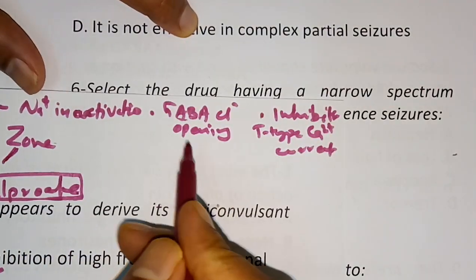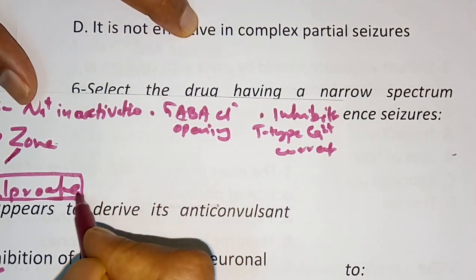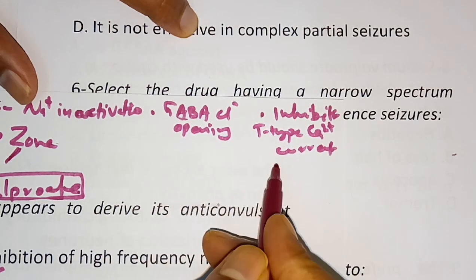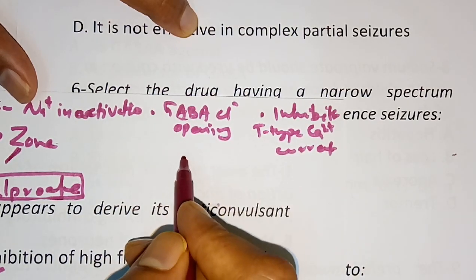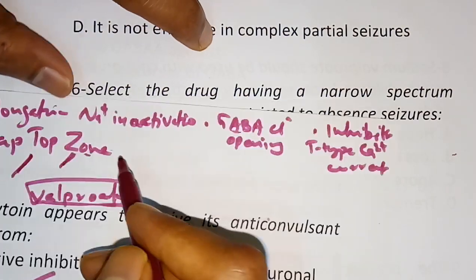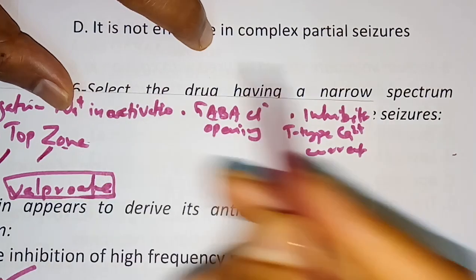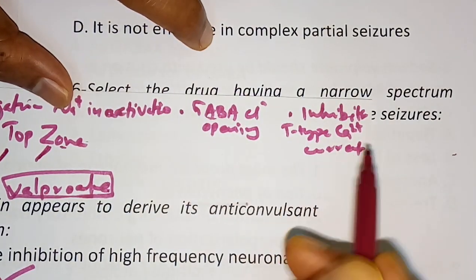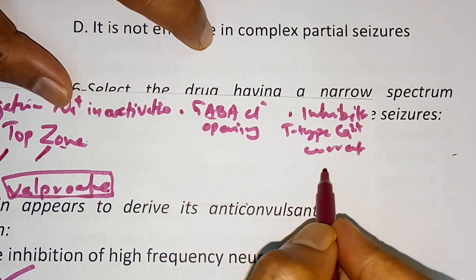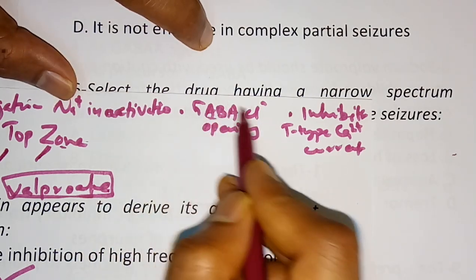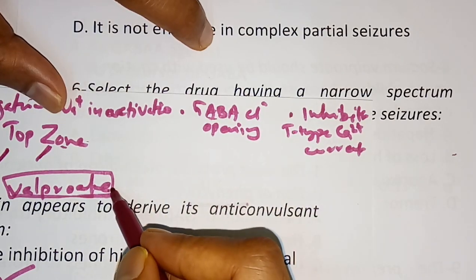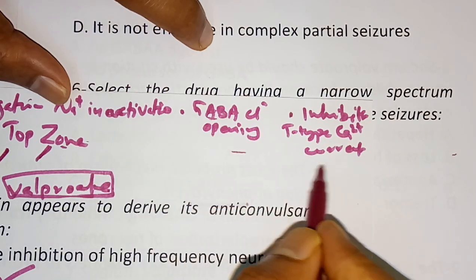The second type, GABA chloride channel opening. Here we know valproate is there, but all other medicines we are not studying here, as there are 5 or 6 drugs. We will study the prolongation of sodium inactivation as well as inhibition of T-type calcium current. If a drug does not come under these two categories, it will go to GABA chloride channel opening. But you have to remember that valproate always comes in all 3 categories.